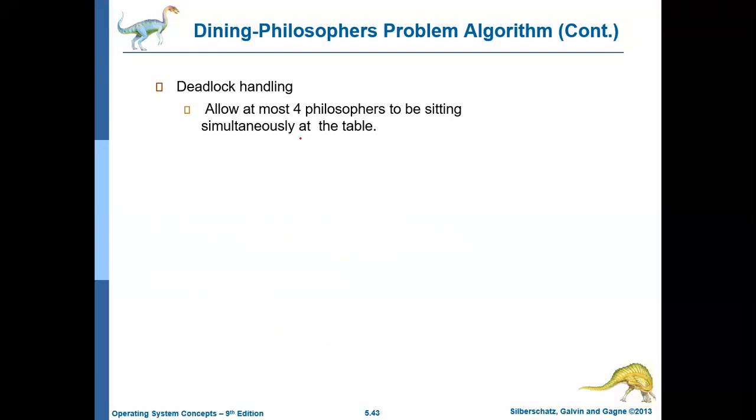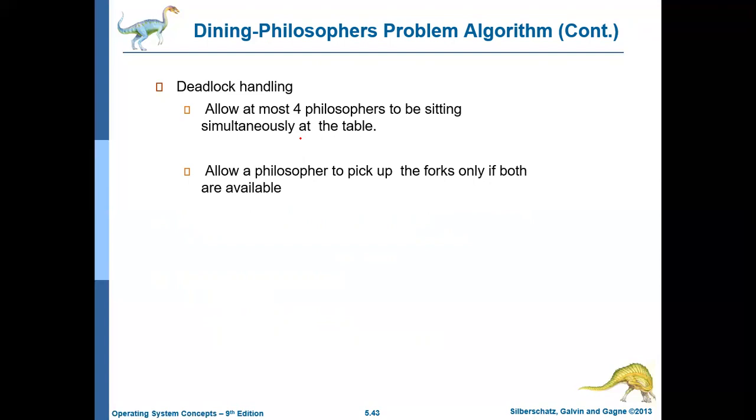If you allow only 4 philosophers to be sitting, the table is 5, the plates are 5, and the chopsticks are 5, everything is 5. But if you allow only 4 philosophers to sit, then at least one philosopher will get two chopsticks and he will eat. Once he finishes eating, he will release, so the other philosophers can also eat, and the deadlock will not arise. That is one solution.